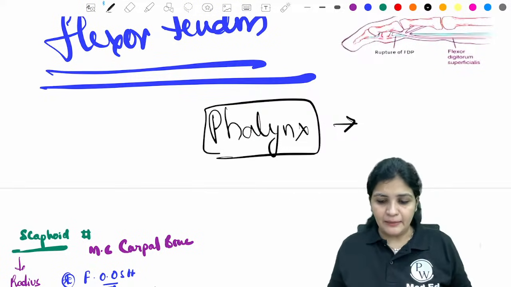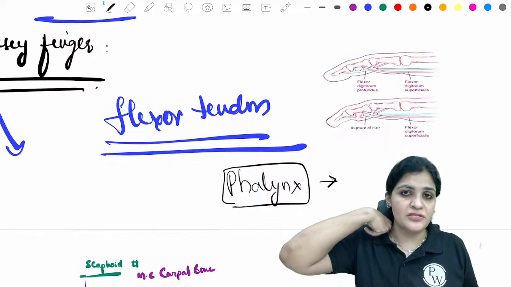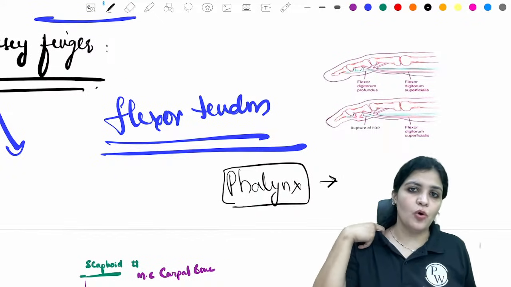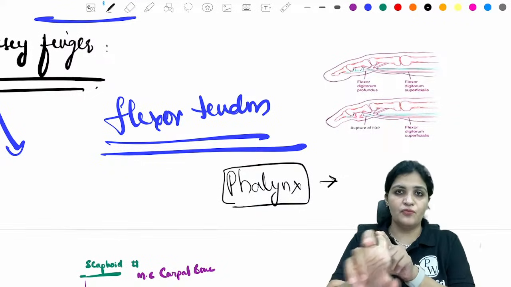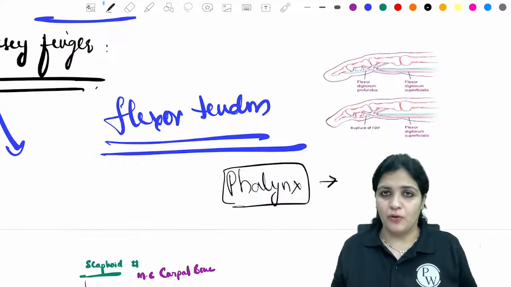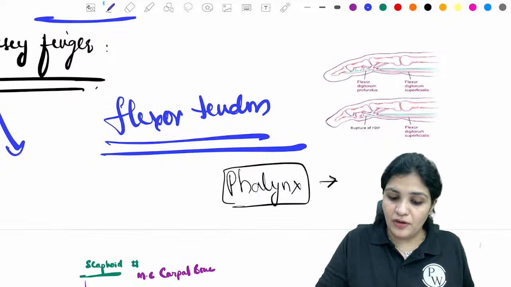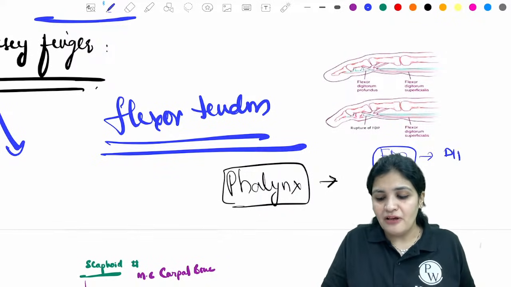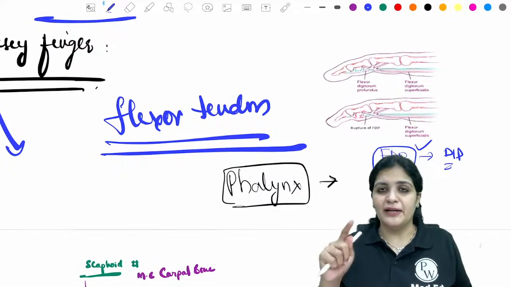Jersey finger is called so because sometimes, whenever players play rugby or football, the finger gets caught and goes into forced extension like this. Whenever it goes into forced extension, the flexor tendons will rupture or avulse, right? This particular tendon is your flexor digitorum profundus. So the DIP is flexed by your flexor digitorum profundus, right? Whenever this tendon is damaged, it will result in jersey finger.